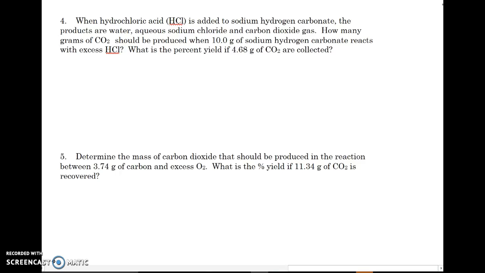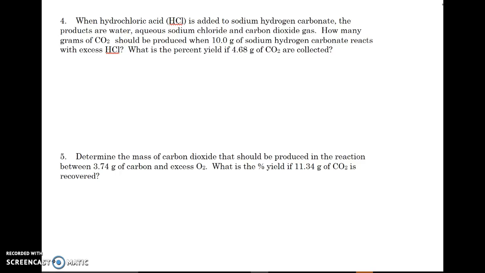In a lab during an experiment, I'm going to actually mix chemicals together or create some sort of chemical reaction that produces a product. And then I could measure the product and compare that measurement to what it should have been. And that's basically what percent yield is. It is a measurement of how much I got compared to how much I should have gotten in a reaction. So let's take a look at number 4 here.